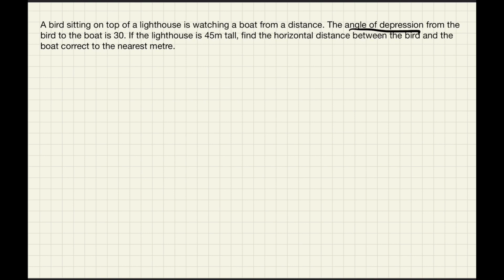So the key thing about this question is making sure that we correctly label where our angle of depression is. So I'm just going to dive straight into that one and start drawing the diagram as we're reading. So we have a bird sitting at the top of a lighthouse, watching a boat from a distance. Let's just say the boat is over here. And the angle of depression from the bird to the boat is 30 degrees.